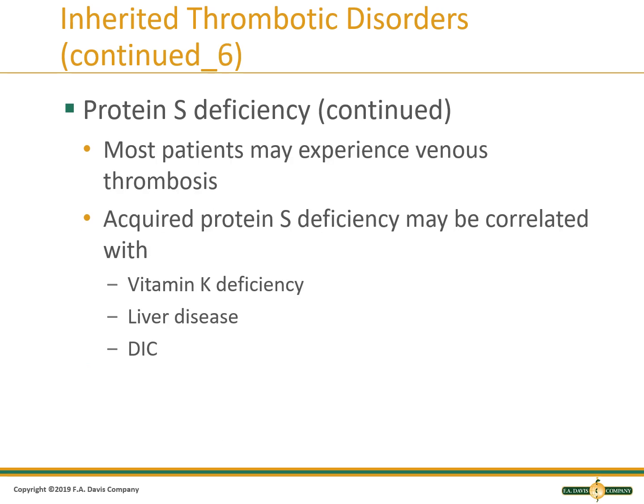Most patients that have protein S deficiency experience venous thrombosis. Acquired protein S deficiency may be correlated with vitamin K deficiency, liver disease, or DIC.